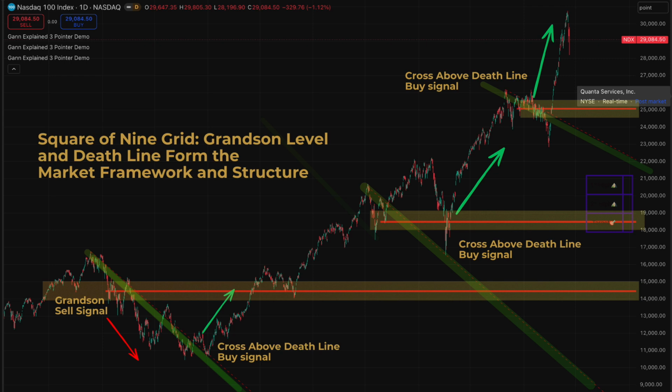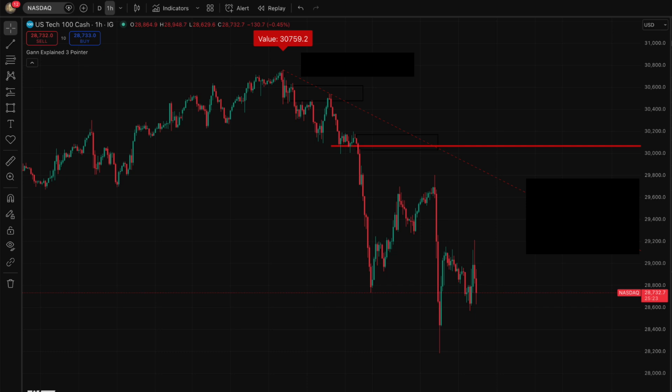There is also a timing element, a time window when the cycle ends. But that is a story for another day. This is the difference. A moving average follows price. A square of 9 level defines the structure behind price. Enough history. Now, let's see what the market is doing right now.